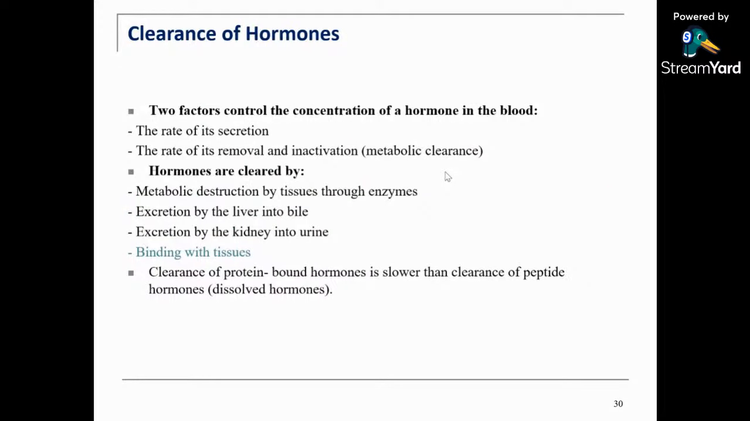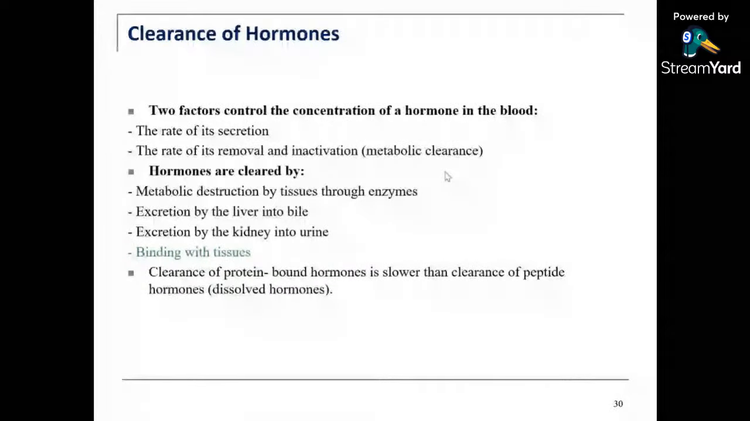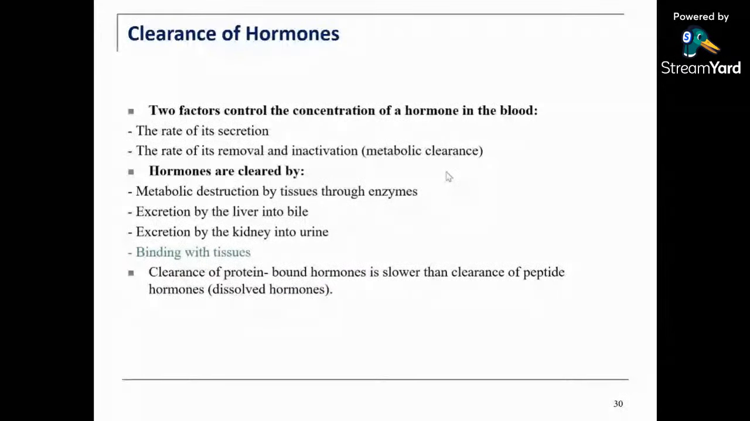Now, clearance of hormones. Two factors control the concentration of hormone in the blood: the rate of its secretion and the rate of its removal and inactivation. Hormones are cleared by metabolic destruction by tissues through enzymes, excretion by the liver into bile, excretion by the kidneys into urine, and binding with the tissue. Keep in mind, clearance of protein-bound hormones is slower than clearance of peptide hormones.